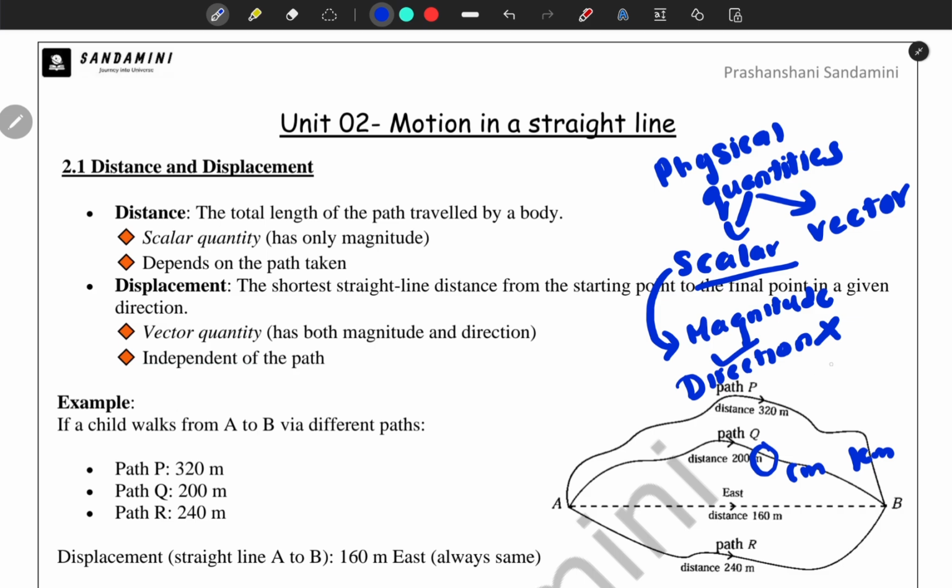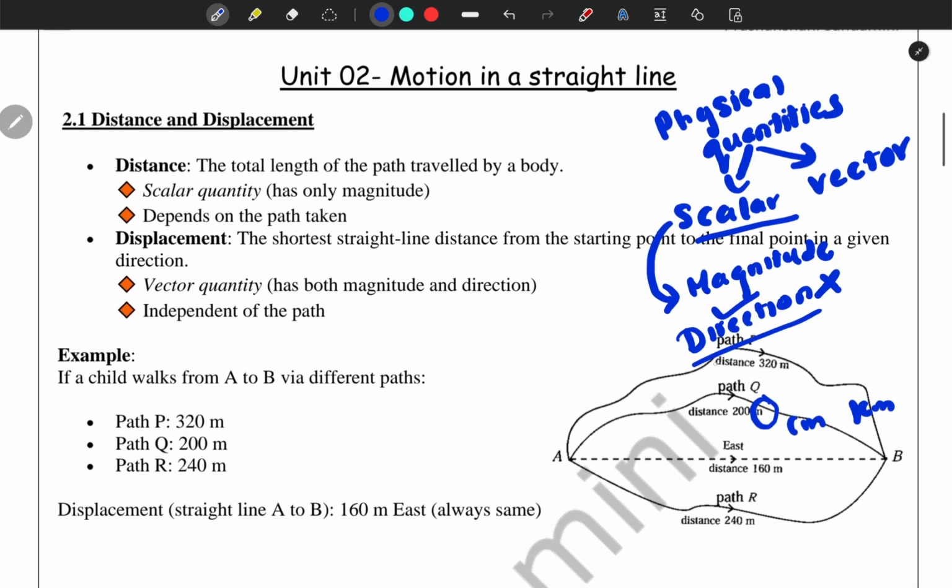But for scalars, there is no direction. You can see it in this way. If you look at path P, Q and R, is there a specific direction? No, right? It's first going this way, then this way, this way, this way. Likewise, it becomes a mesh. So there is no single unique direction, it is already changing. That is the point you have to keep in your mind.